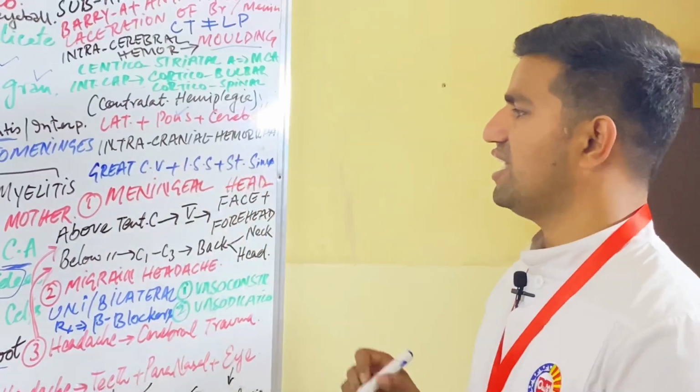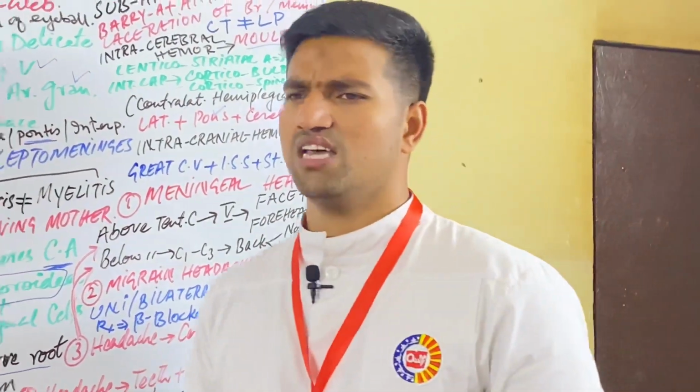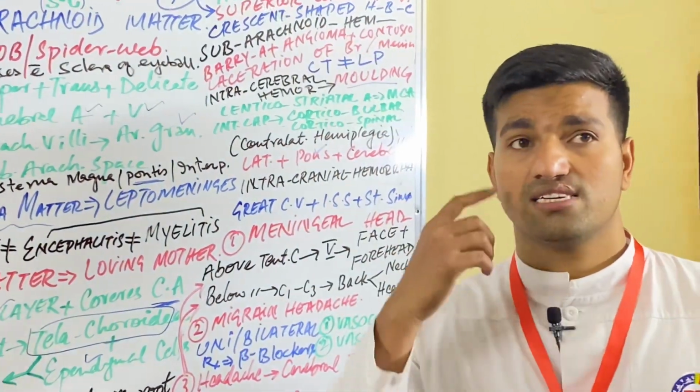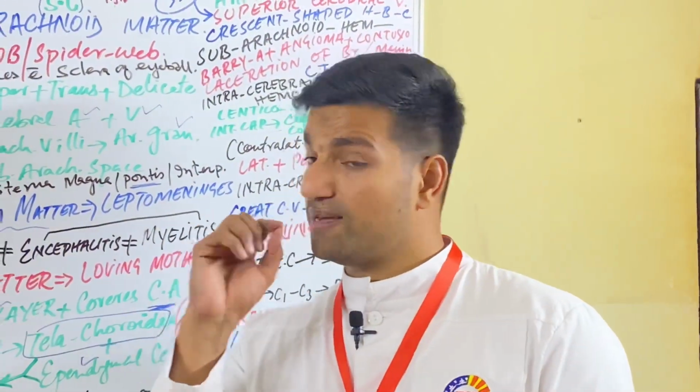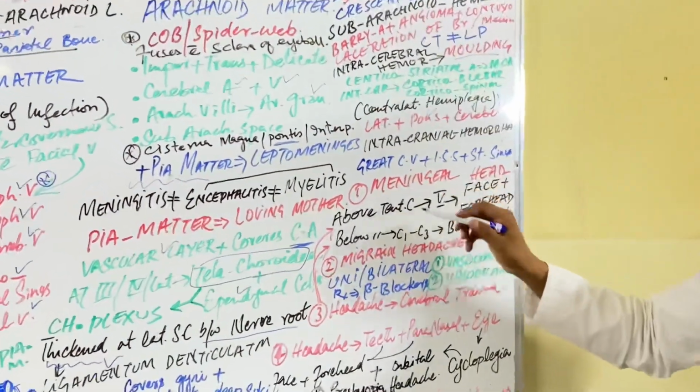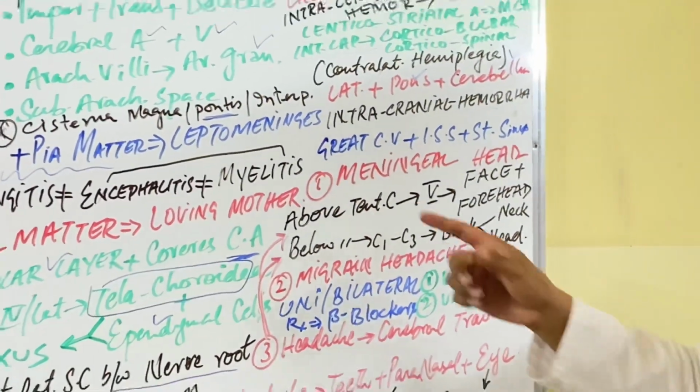Then we have intracranial hemorrhage due to rupture of some veins and some sinuses. Which vein? The great cerebral vein. Which sinuses? The inferior sagittal sinus and straight sinus lead to intracranial hemorrhage. Then we have headaches. First of all is meningeal headache.